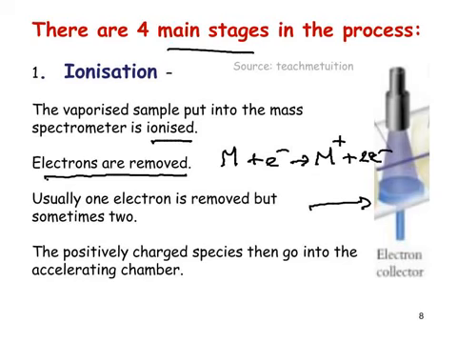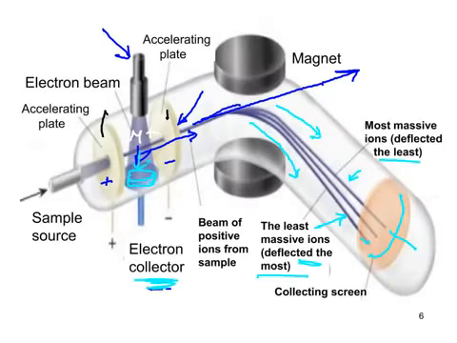And here we see a diagram of the electron gun here, and then you have a device which collects and absorbs those electrons. Meanwhile, you have created in here your M+ ion, which will start streaming in this direction, away from the positive plate and towards the negative plate. The positively charged species then go into the accelerating chamber. If we go back to the previous slide, this presumably is what they're referring to as the accelerating chamber here.